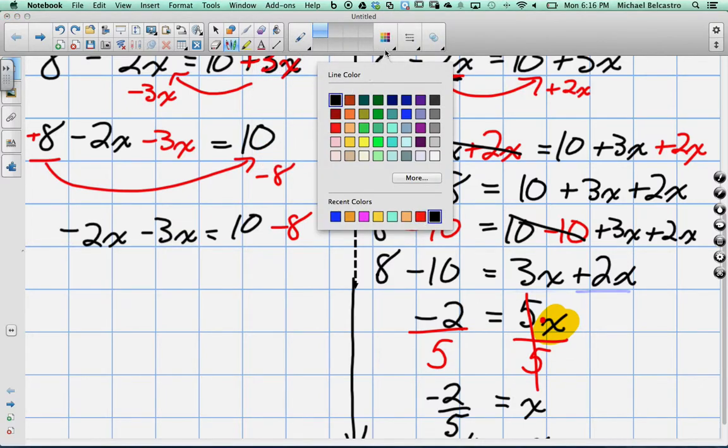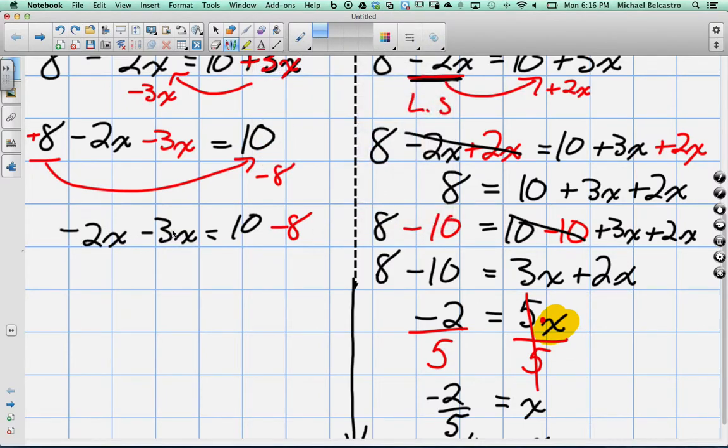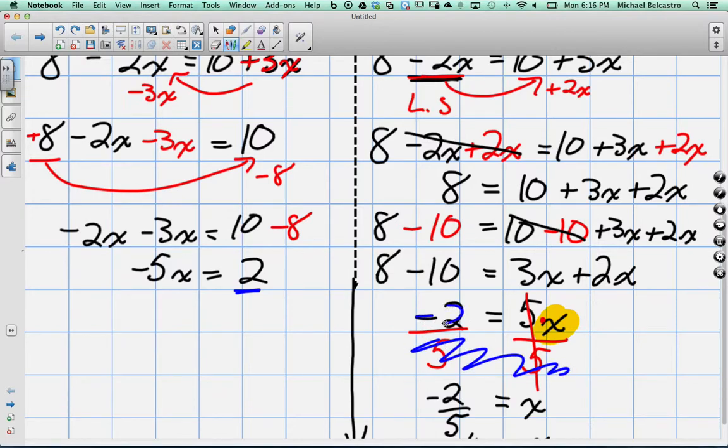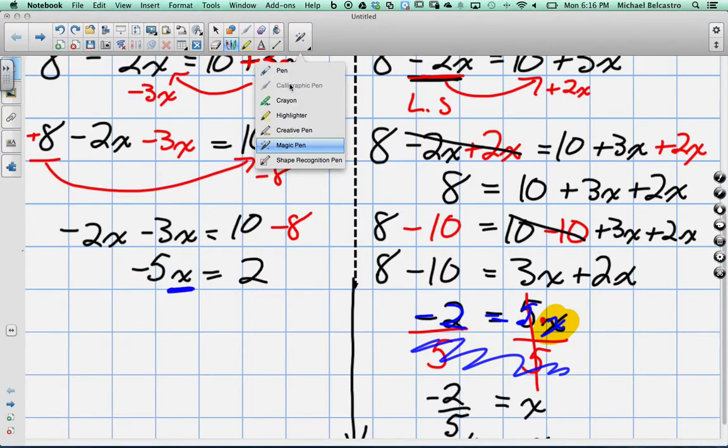So, negative 2x minus 3x. Do you know what that'll be? Negative 5x. Yeah, negative 5x. And what will 10 minus 8 be? 2. Boom. So, here's the tough part. Negative 5x equals 2. And before I did all this, this said negative 2 equals 5x. Very, very close. The goal is still to get x by itself.